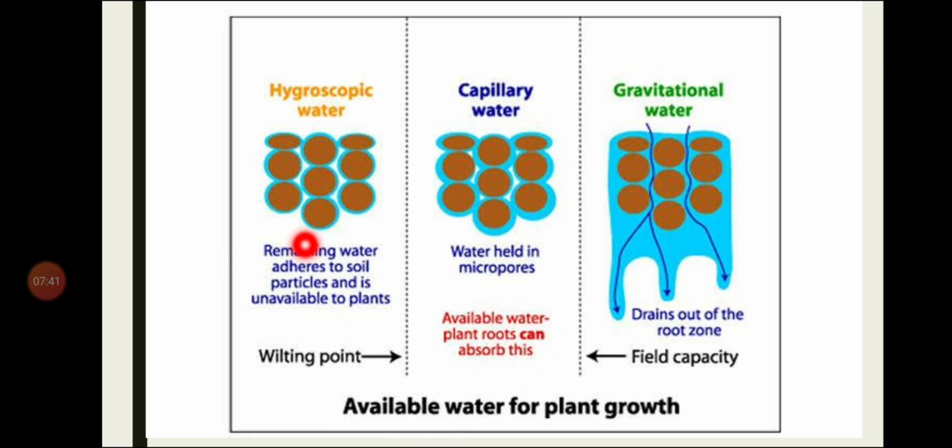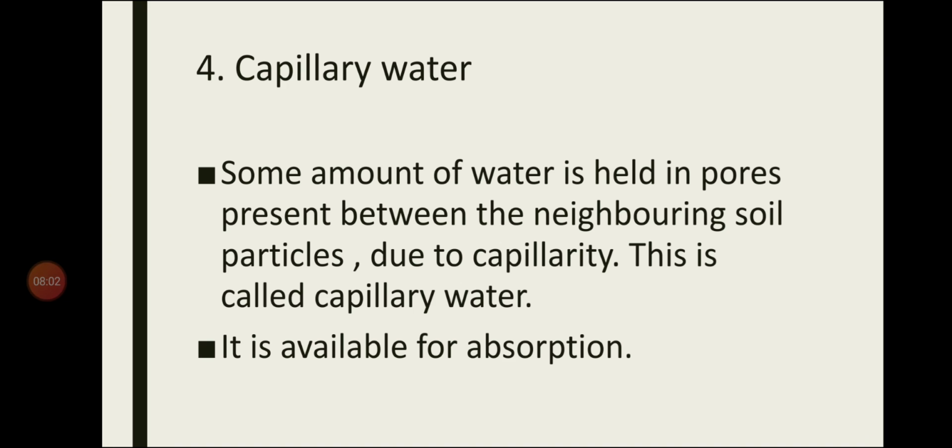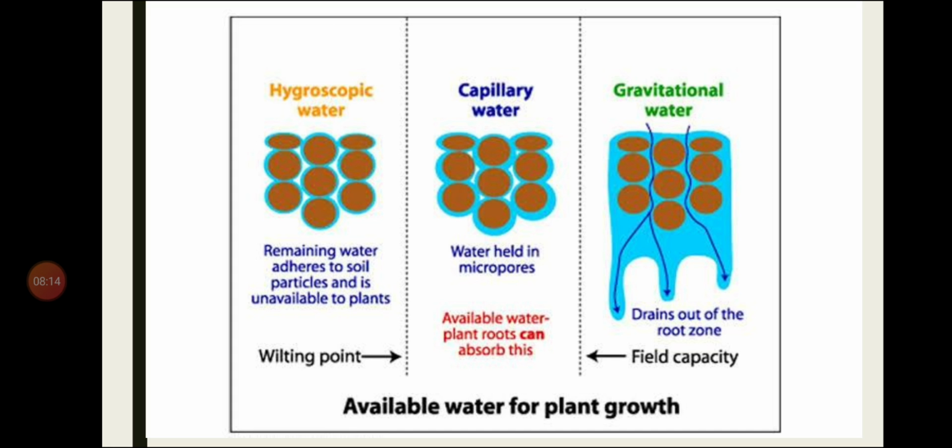The next one was combined water, which is present in combined form, and that is also not available to roots for absorption. Capillary water is present in the pores between 2 soil particles, and such water rises up due to capillarity. This is called capillary water, and it is available for absorption. So these are the different kinds of water in relation to plants.